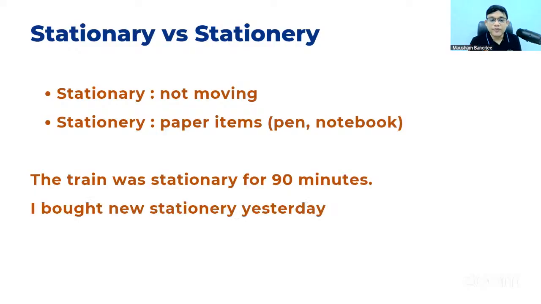What is stationery? I bought new stationery yesterday. Means yesterday I bought some paper items, maybe pen, notebook, diary, whatever. These are the stationery items that I bought. That is what we call stationery, right? So this is the major difference between stationary versus stationery. Slight change in spelling. Stationary with an A means something not moving, something stationed. Stationery with an E means I'm talking about books, pen, notebook, diary, these types of paper items.